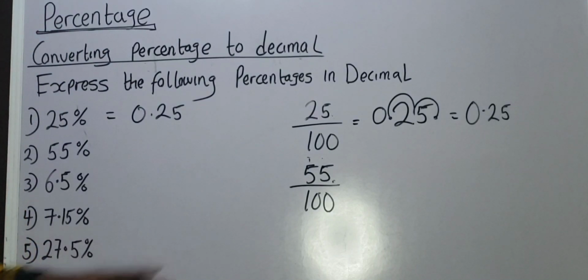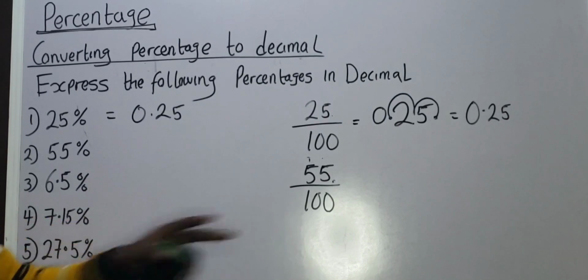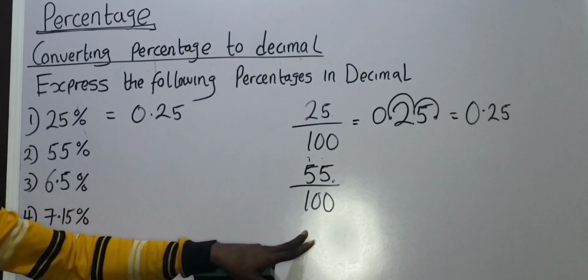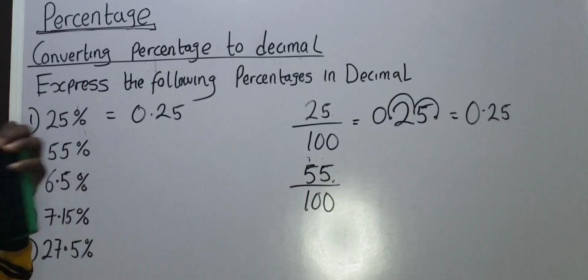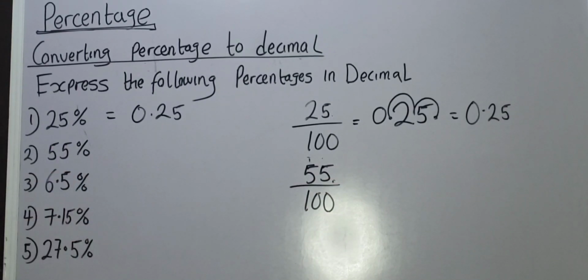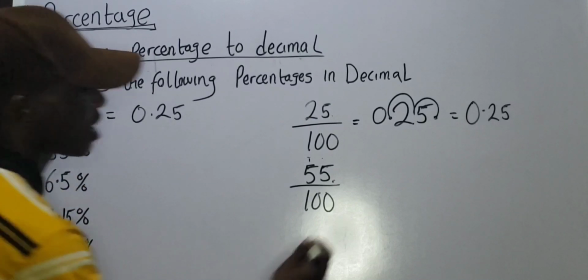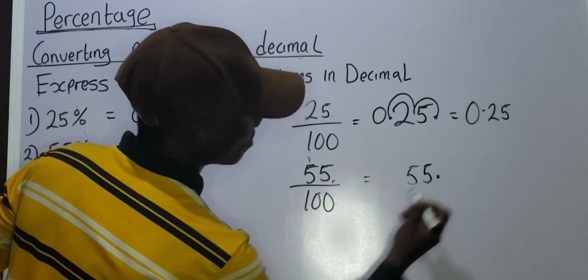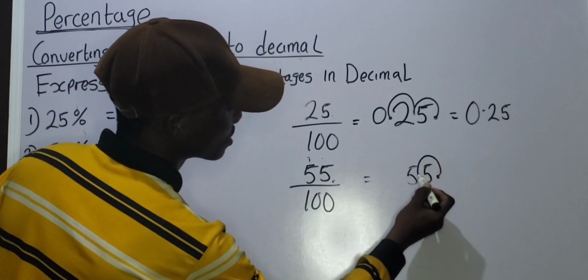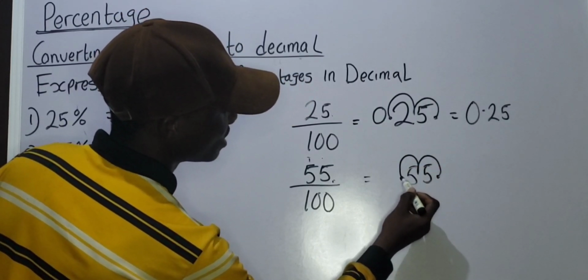And I told you that you can do this without using a calculator. To solve this without using a calculator, since we are dividing the number by 100 and 100 has 2 zeros, I'm going to move this decimal point 2 steps towards the left. So I'm going to have this 55. This is where the decimal point is before. So when I move it this one time and this is the second time, the decimal point will be here.